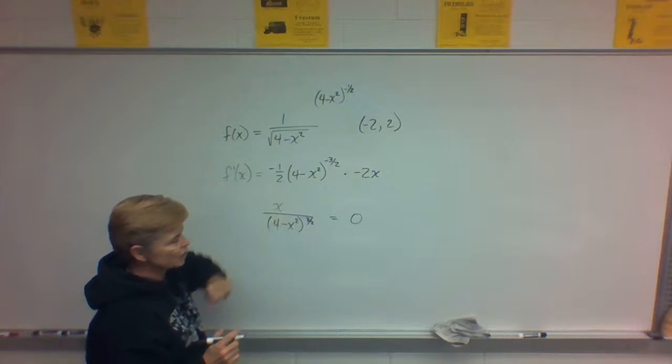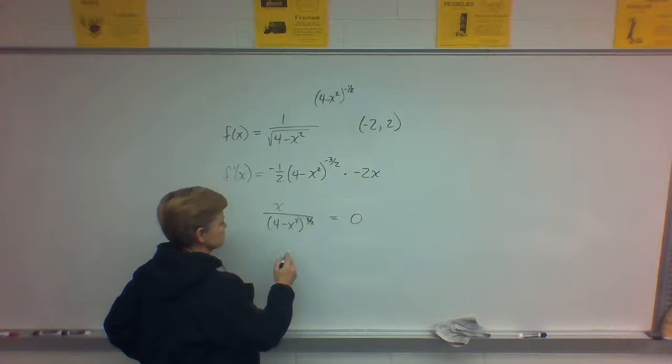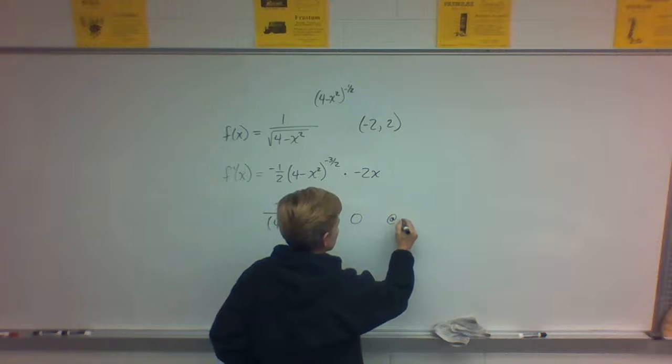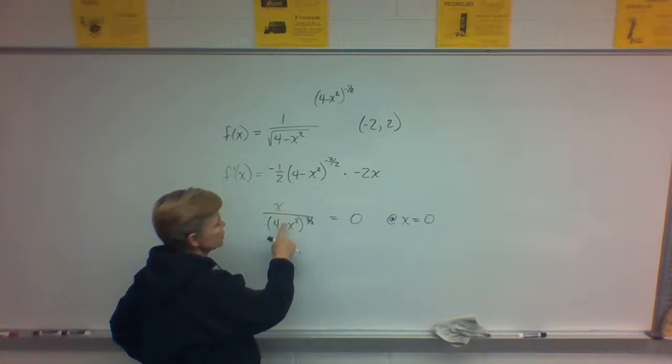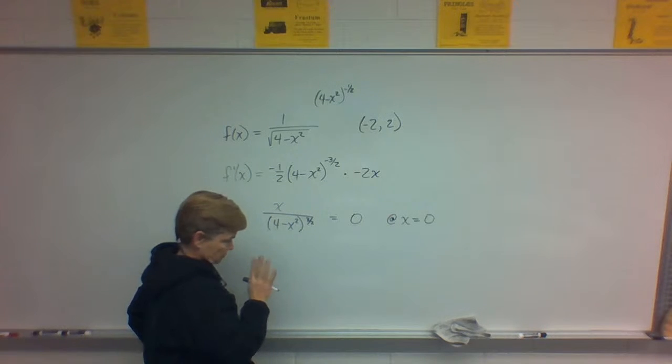Where is this fraction equal to 0? At what value of x? At x equals 0. And you have to also make sure that if it makes the numerator 0, it does not also make the denominator 0, which it doesn't. It's x over 4 to the 3/2.